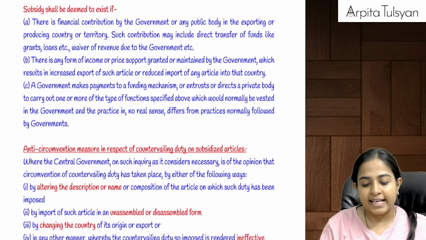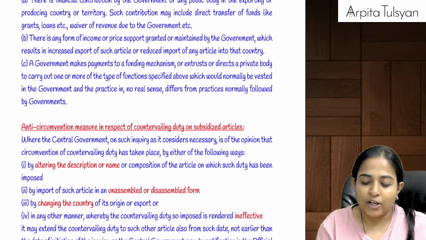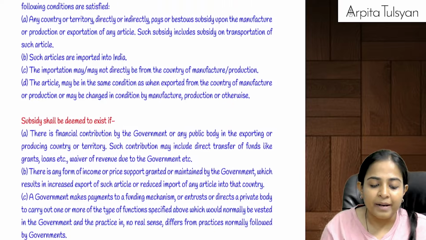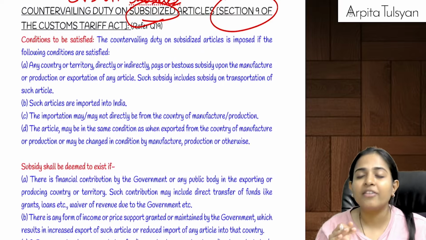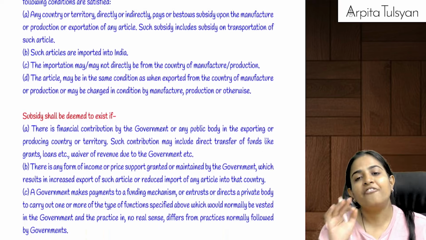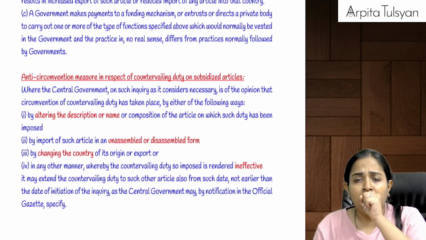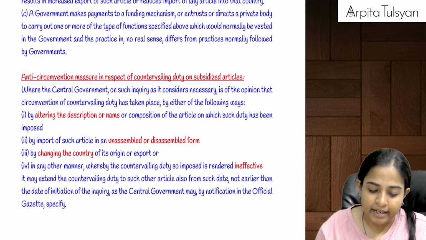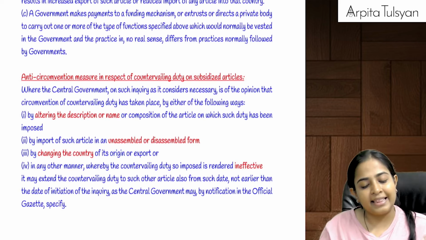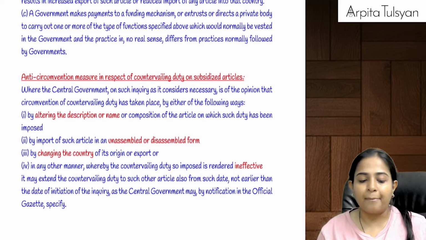So the government says that to the extent of the subsidy, countervailing duty on subsidized article will be levied in your case, and the maximum amount that can be levied is equal to the amount of subsidy benefit which has been passed on to India. Are you clear with this? Then in that case, this countervailing duty on subsidized articles will become applicable.